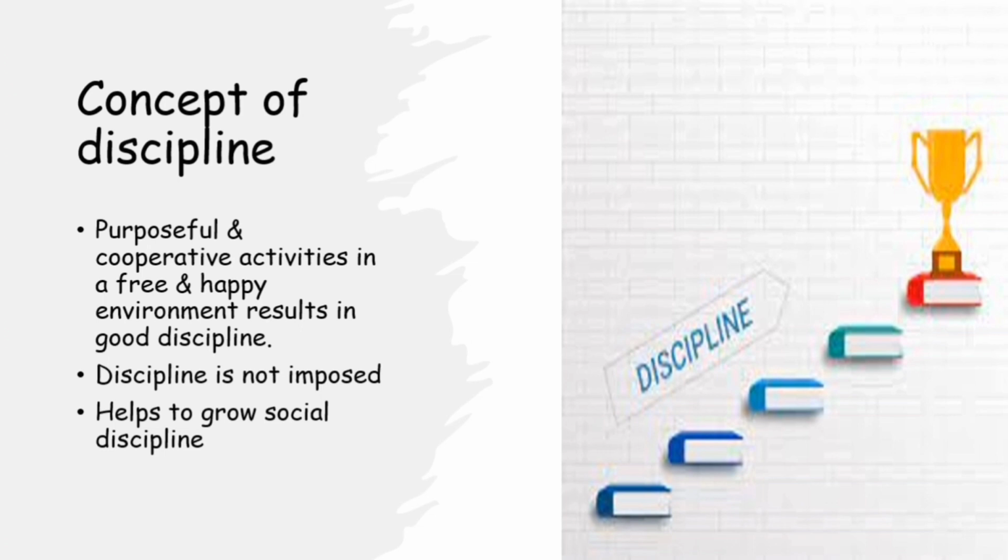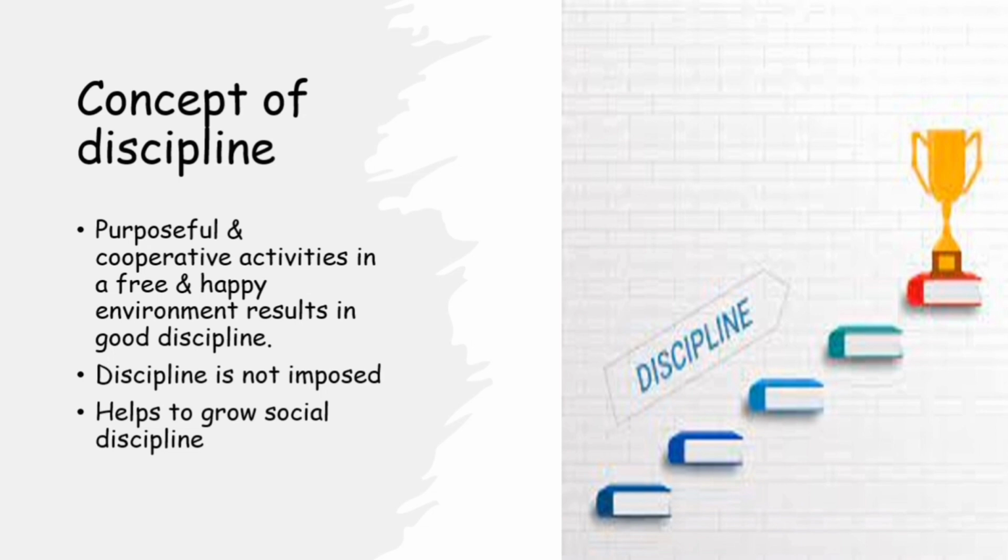Next is, discipline is not imposed. Discipline in pragmatism is not imposed on the child by any external authority. The child takes it up voluntarily. The last one is, helps to grow social discipline. Pragmatism encourages the child to participate in cooperative activities in the school society and thus helps to grow social discipline.